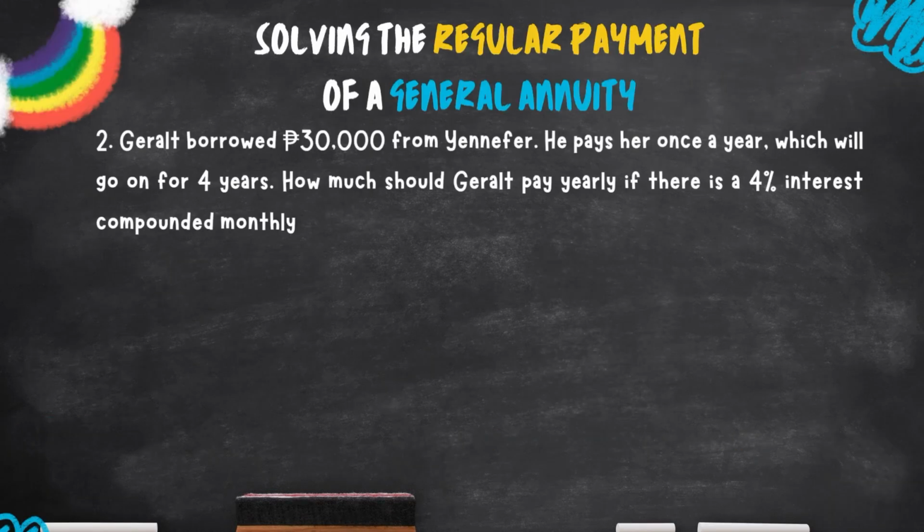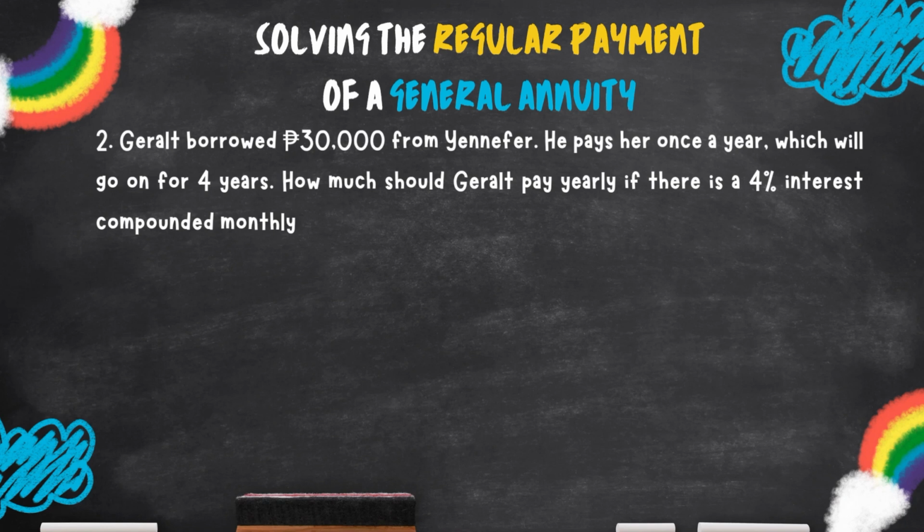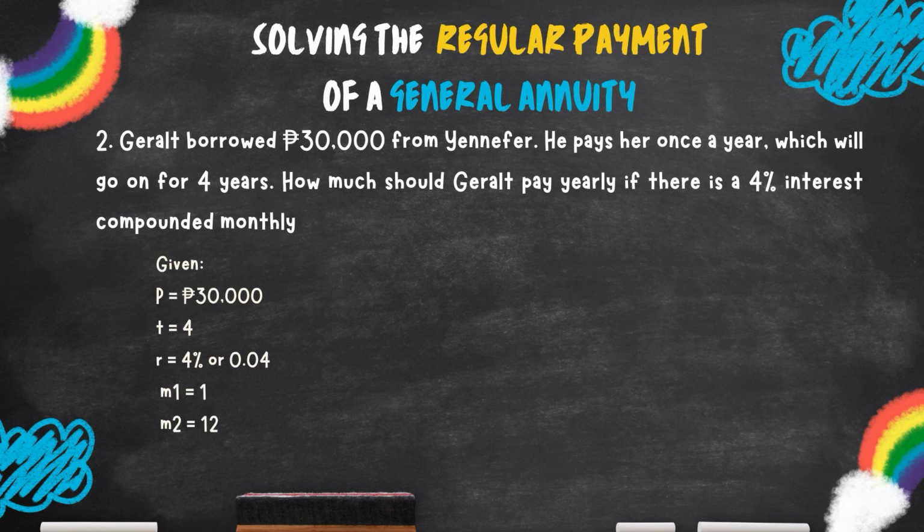Second problem. Geralt borrowed 30,000 pesos from Yennefer. He pays her once a year, which will go on for 4 years. How much should Geralt pay yearly if there is a 4% interest compounded monthly? For this second problem regarding regular payment for general annuity, let us get the given first. So this 30,000 pesos here is a present value. So there we have present value 30,000 pesos.